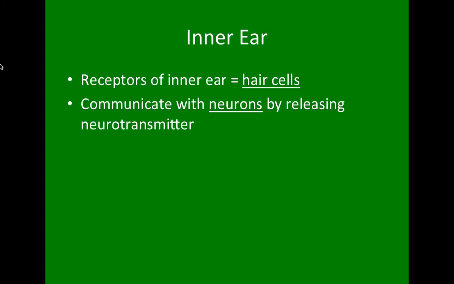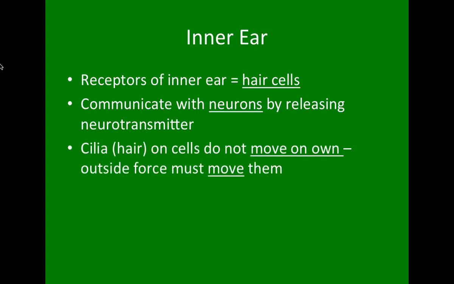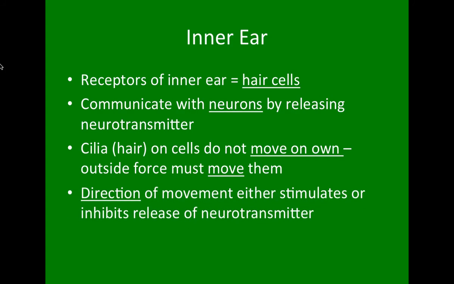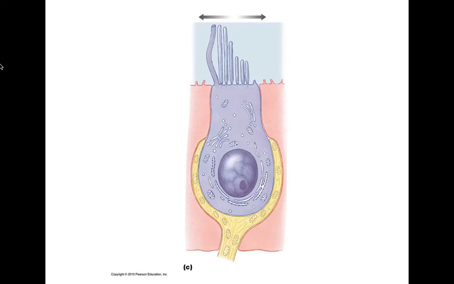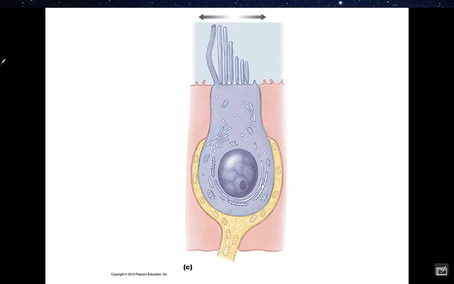Now, the reason why these hair cells are called hair cells is that the structure of them kind of makes them look like they have hair, but they really don't. They have cilia on them, but these cilia, unlike the cilia in our respiratory system, don't move on their own. There has to be an outside force that moves them. Whatever direction these cilia move is either going to stimulate or inhibit the release of neurotransmitter. And so what you see here in your packet is a diagram of a hair cell. Okay, so the purple part is the actual hair cell itself.